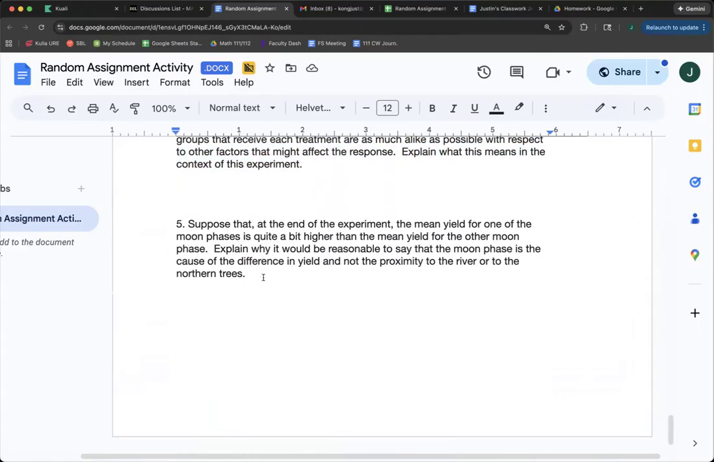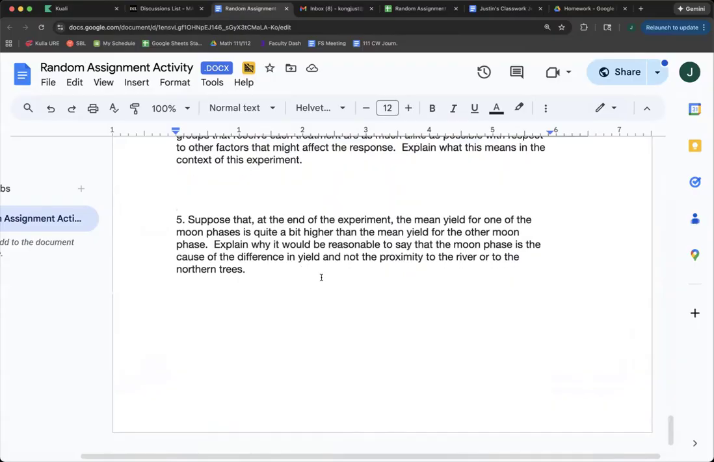Question five. Suppose at the end of the experiment, the mean yield for one of the moon phases is quite a bit higher than the mean yield for the other moon phase. Explain why it would be reasonable to say that the moon phase is the cause of the difference and not the proximity to the river, or the northern tree. So we can say that it's probably the moon phase and not those things because we have an approximately equal split, right? So it is approximately the same. It's basically fair for top and bottom or left and right.